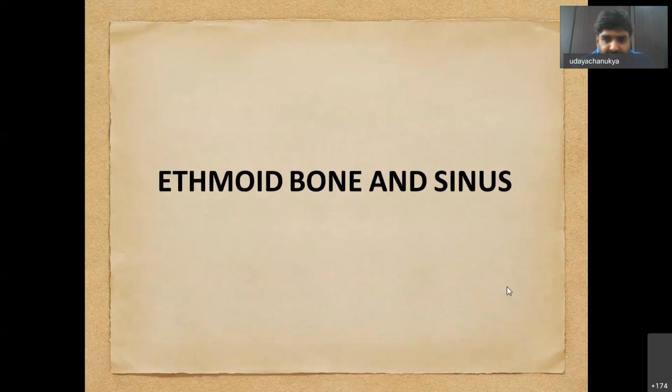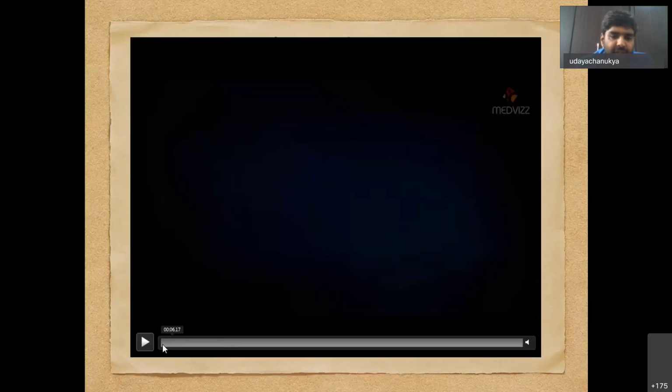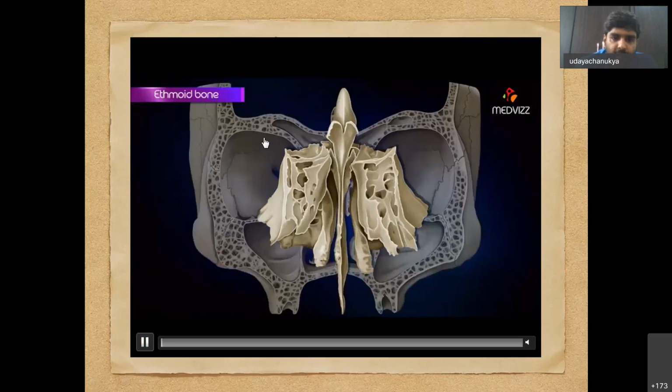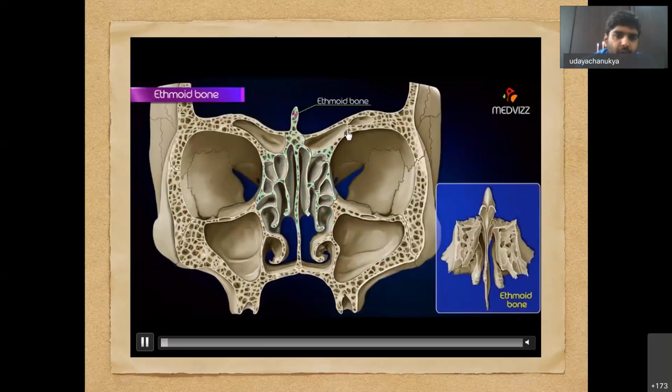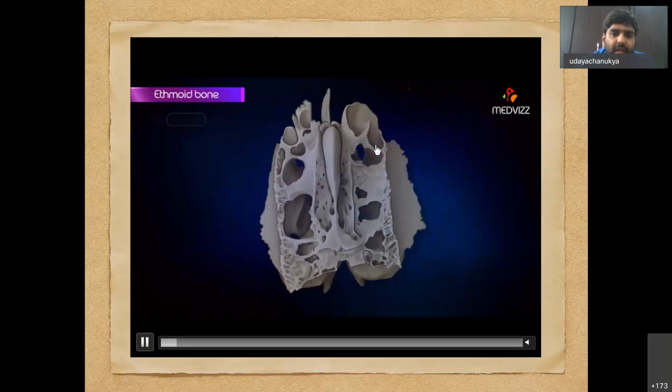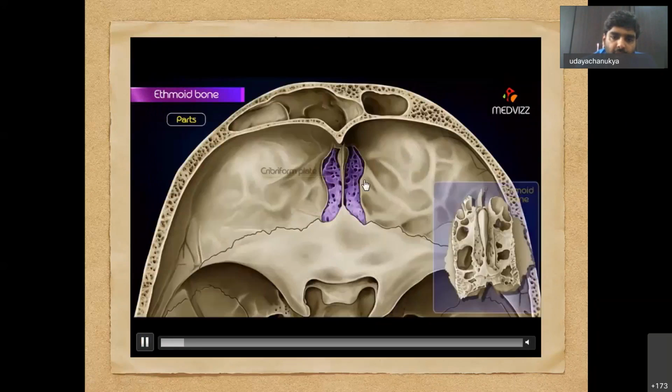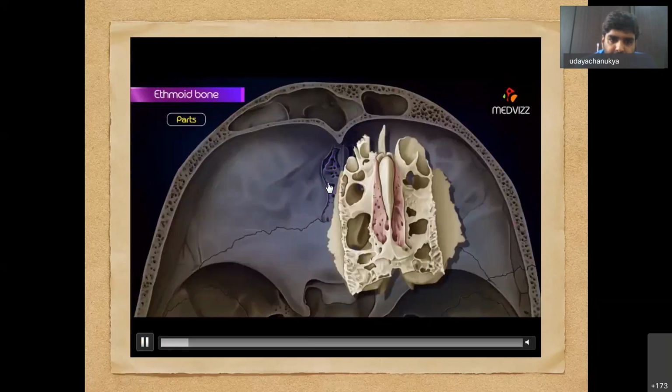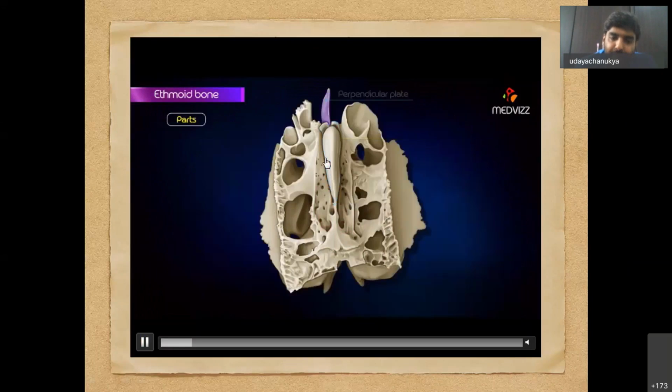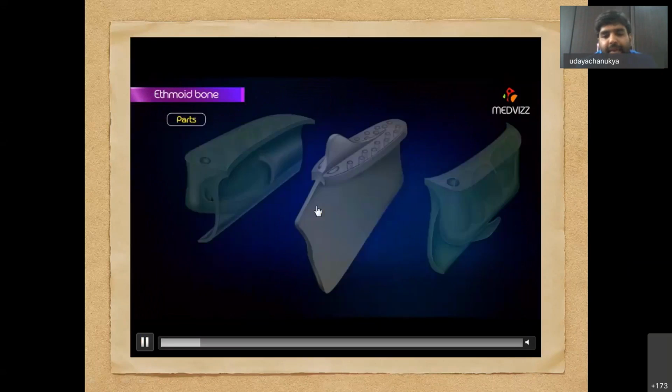The next thing is the ethmoid bone and sinuses. We will have a small animation which is better for understanding. The ethmoid bone is an unpaired bone located in between the two orbital cavities. The parts of the ethmoid bone are the cribriform plate, the crista galli superior to the cribriform plate, a perpendicular plate of the ethmoid below it, and a labyrinth on both sides.